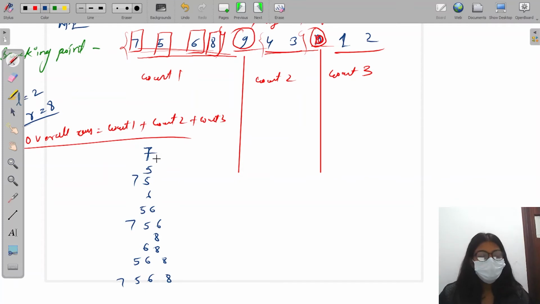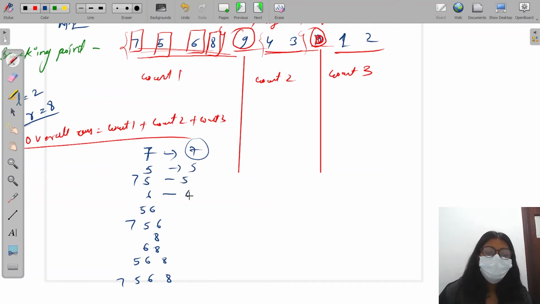Now just see this very clearly, very attentively. Here the max is 7, that lies in my range. Here the max is 5, that lies in my range. Here the max is 5, that lies in my range. Here the max is 6, that lies in my range. Here the max is 6, and here the max is 6, they lie in my range. Here the max is 8, that lies in my range. Here the max lies in my range. Here the max lies in my range.